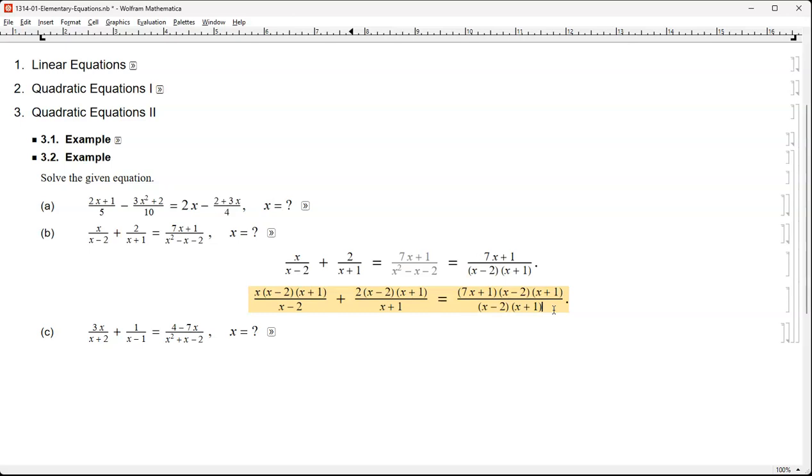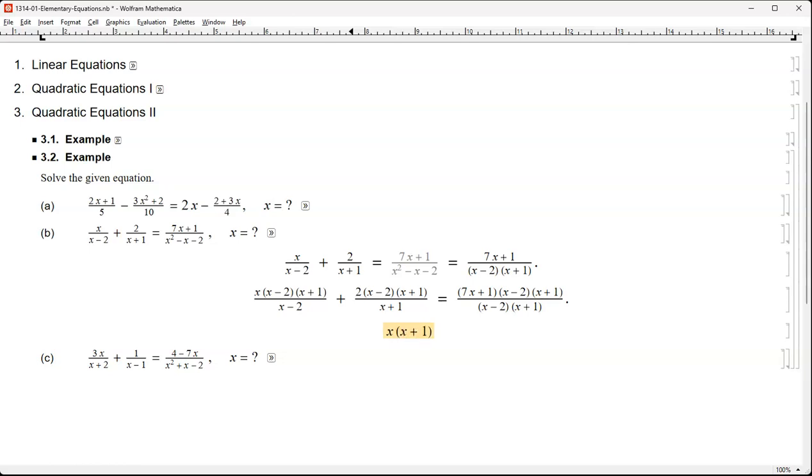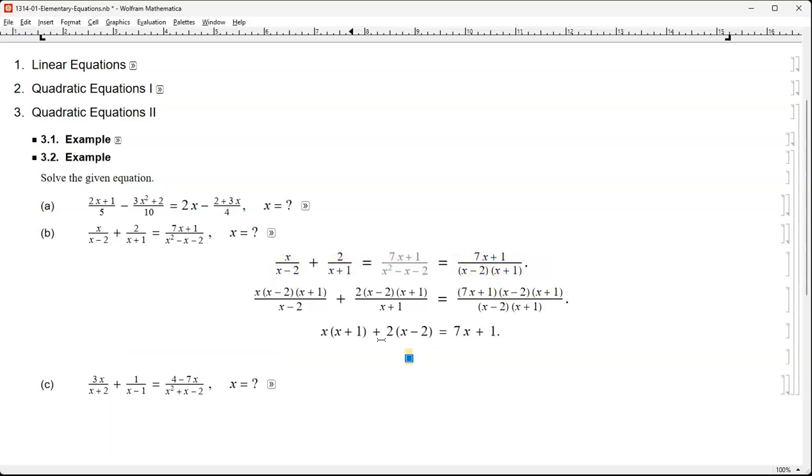Now, do you see appropriate simplification? Yeah, x minus 2, x minus 2, they go out. We have x plus 1. Now, x plus 1 goes out too. So we have 2, x minus 2. And here, everything goes out. We have 7x plus 1. On the right hand side, it looks like I don't need parentheses. Yeah, okay, all right.